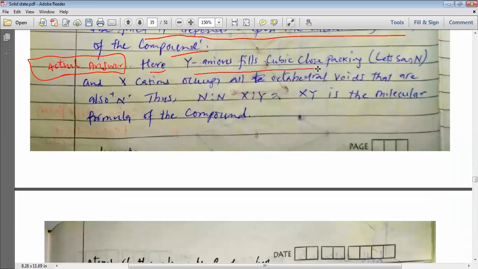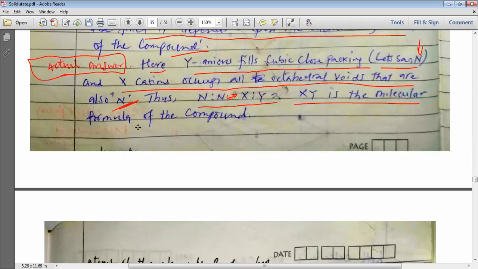Here Y anion fills the cubic close packing. Let's say the number of particles of Y are n, and X cation occupy the octahedral voids, and those are also n, because the number of particles is equal to the number of octahedral voids. Thus n is to n is equal to X is to Y. Please remember, my dear students, that here X is to Y is equal to n is to n. That means XY is the molecular formula of the compound.